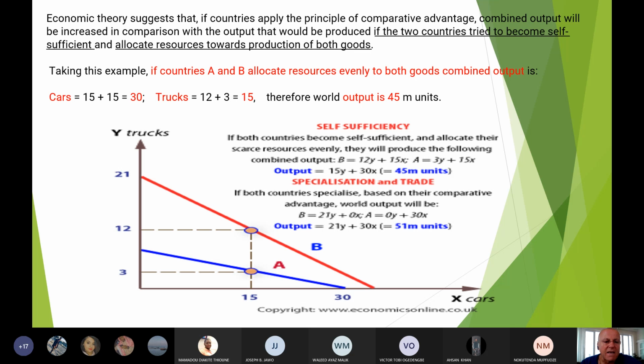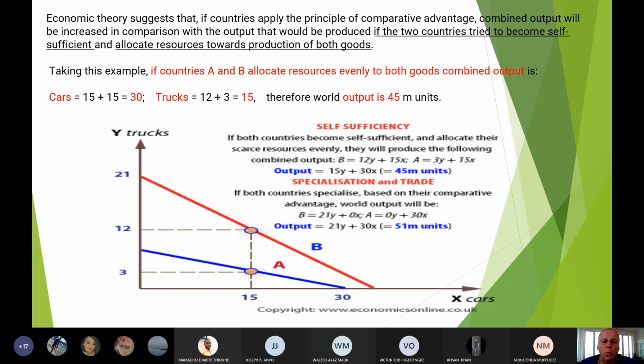And taking this example, if country A and B allocate resources evenly to both goods, combined output is for the cars 15 plus 15 is 30 as it is given here. And for the trucks 12 plus 3 is going to make 15. Therefore, world output is going up to 45 units. Therefore, if both countries become self-sufficient and allocate their scarce resources evenly, they will produce the following combined output.